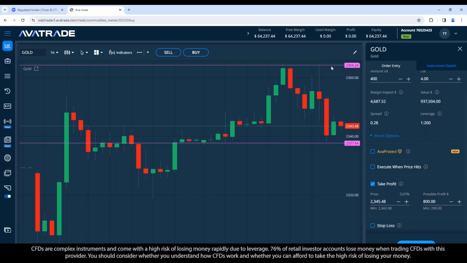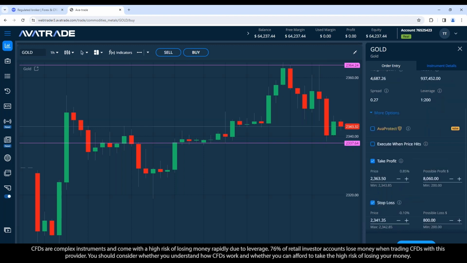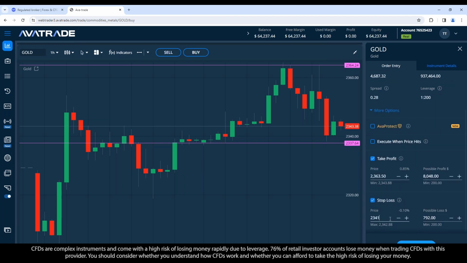So my take profit would be somewhere up here at today's high or just before it. So 2364 maybe, 2363. Maybe I'll do 2363 and a half. Okay, stop loss just needs to be below today's low down here, below this support level. So 2336 maybe. Okay, so my potential profits are more than double what I'm risking.